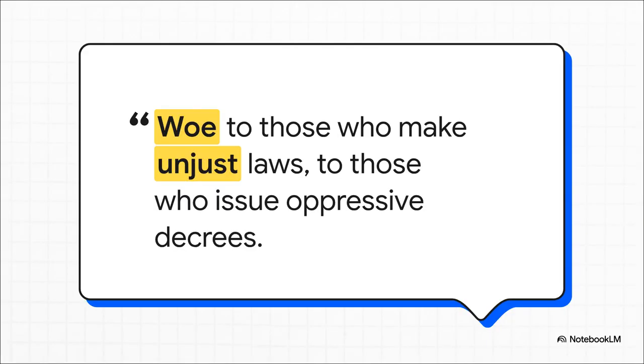To set the stage for us, I want to share a warning from Isaiah chapter 10, verse 1, "Woe to those who make unjust laws, to those who issue oppressive decrees." We're starting right here because it perfectly establishes the moral stakes of our explainer today. History is essentially a record of human choices and the laws we make. So keep this incredibly powerful warning in the back of your mind as we analyze the foundations of the Confederacy.